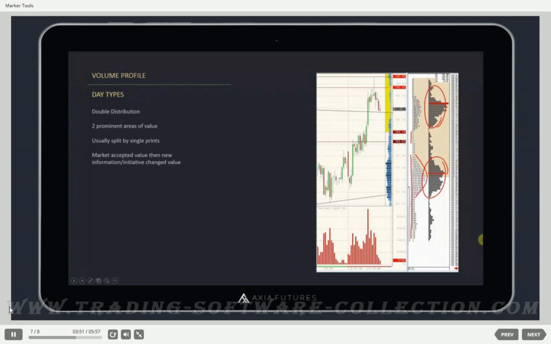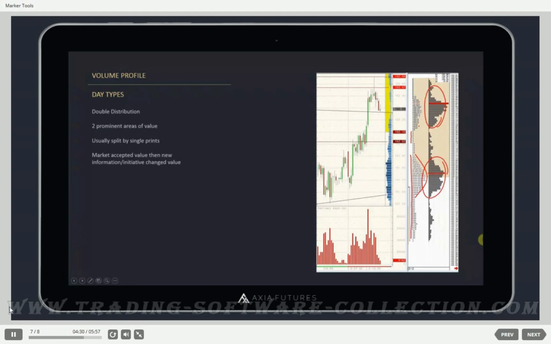However, clearly there's been new information or new initiative, perhaps a new position established, which has moved the market higher and pushed value with it as well. So the question the next day comes down to, can value maintain at these higher areas? Is it going to be accepted there again, or does it come back and fill in? If you get an open somewhere in the middle of the two value areas on a double distribution day, my more expected trade is you actually see the volume fill out, and we'll have a look at that in a moment on volume filling out on trades.